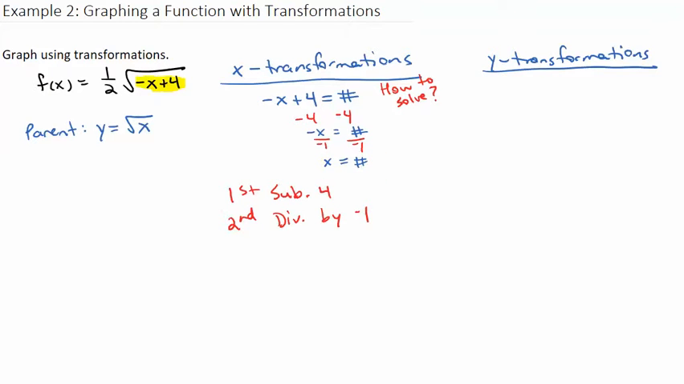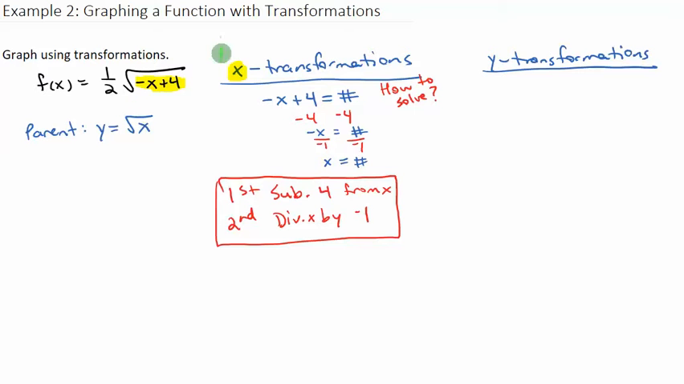Now I like to make a point here, and since these are x transformations, I like to say these are the things you do to x. So I like to say subtract 4 from x and divide x by -1. I think that's important to keep things straight later on when you're doing so many other things. Those are my x transformations, and I have to do them in this order. The order that I solved for x is the order that I do my transformations.